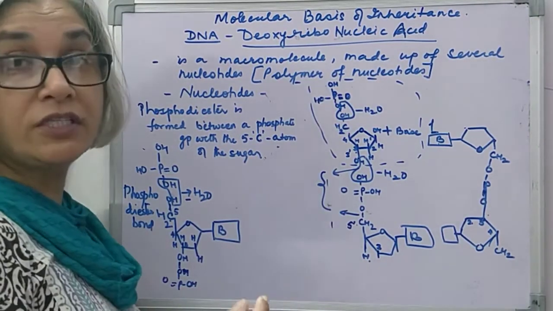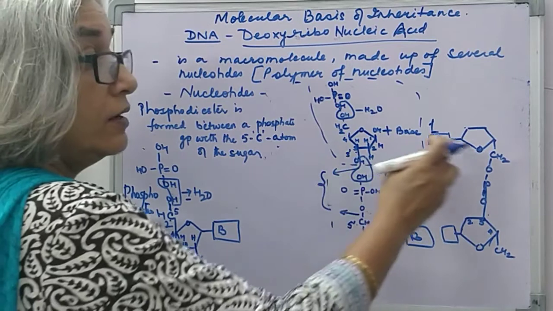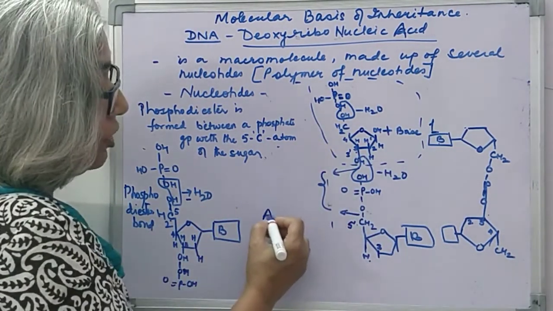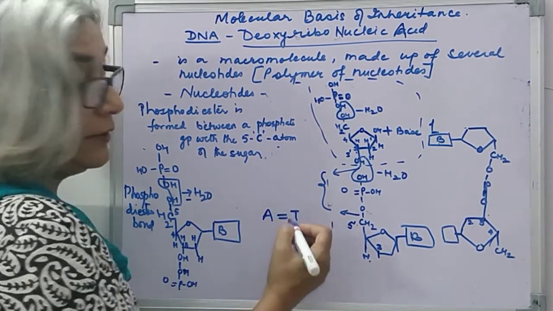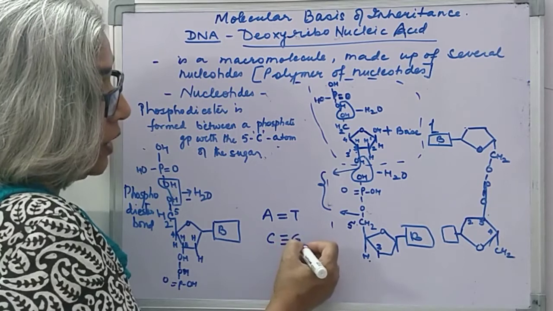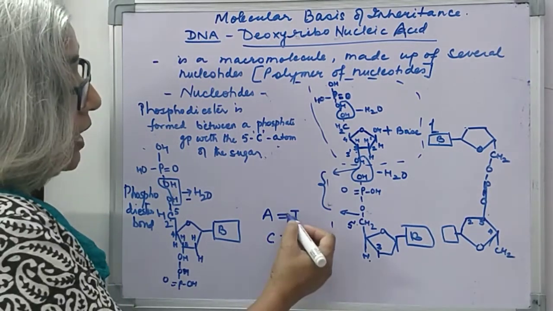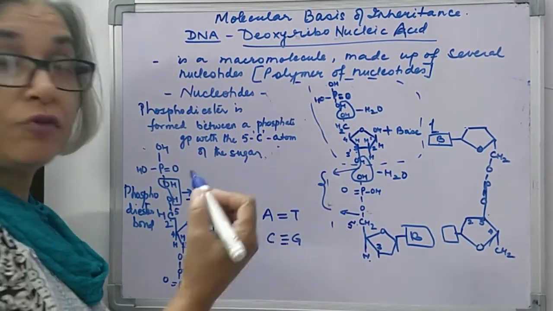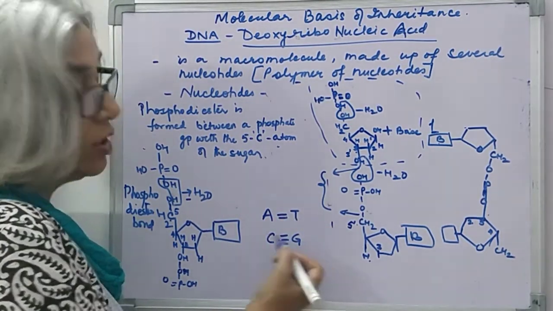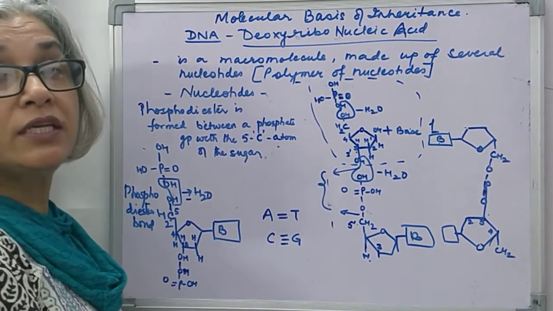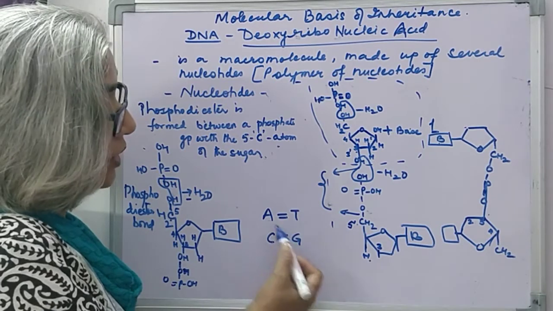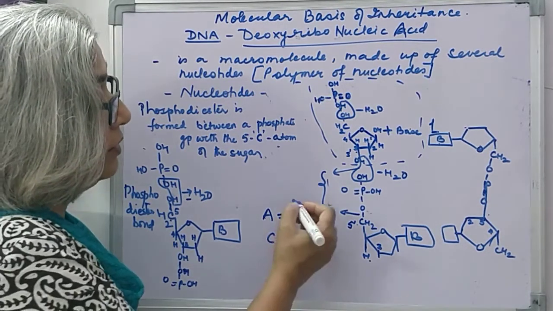And Watson and Crick said they are complementary to each other because adenine will always pair with thymine and cytosine will always pair with guanine and vice versa. Two weak hydrogen bonds are formed between adenine and thymine, and three weak hydrogen bonds are formed between cytosine and guanine. As I told you, one purine, adenine is a purine.